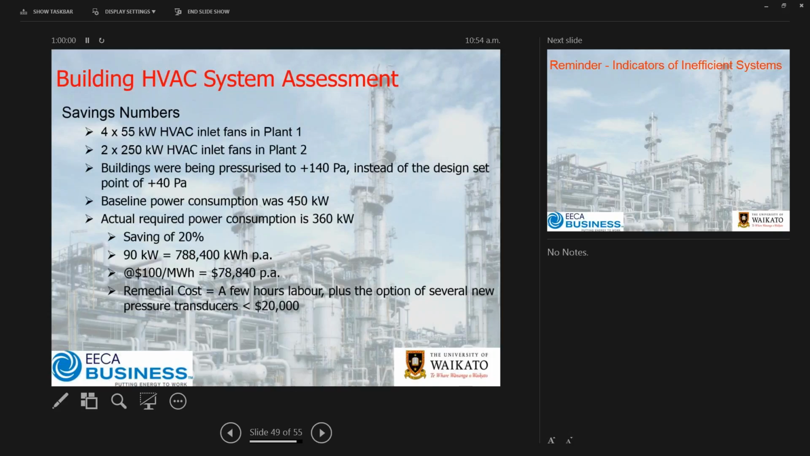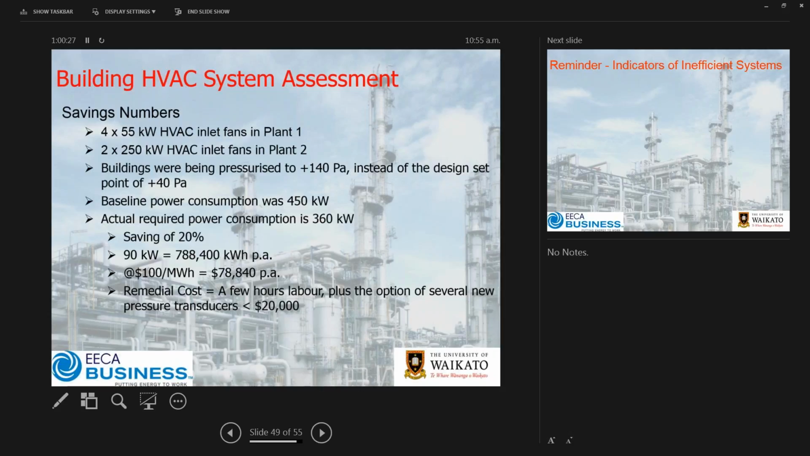We didn't need to, but the particular plant owner of this particular installation ended up installing additional pressure transducers to have better control to prevent this sort of thing from happening in the future. So they were able to spend a little under $20,000, including all of that plus a few hours labour to sort the problem out, and hey presto, they've got an $80,000 a year saving for under $20,000. You know, the CapEx writes itself.